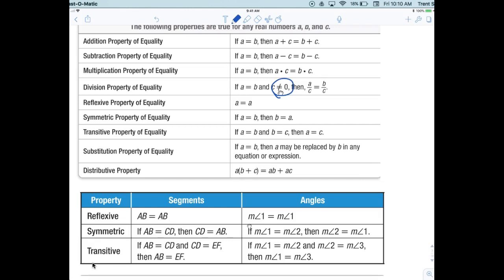Now, I skipped the section where we had to write out every single step, and you have to explain why you were allowed to add 3 to both sides. You're allowed to add 3 because there's an addition property that allows you to do that. You're allowed to subtract 5 because there's a subtraction property that allows you to do that. Is everybody with me? Super easy. But again, the properties are extremely important for your proofs.